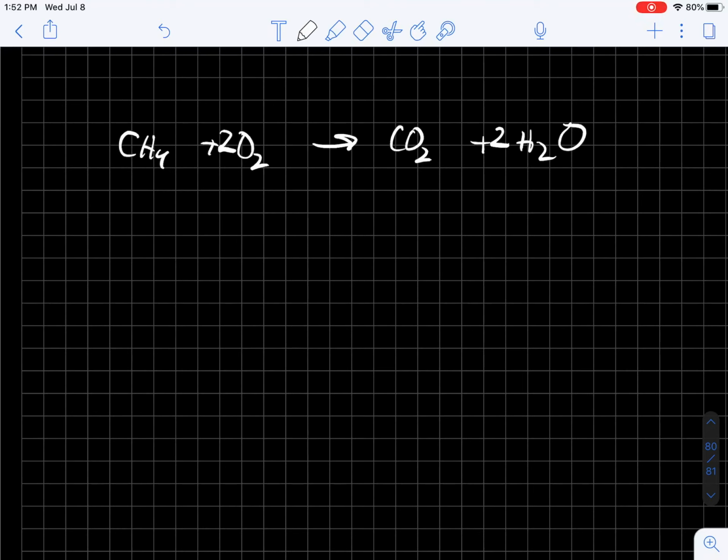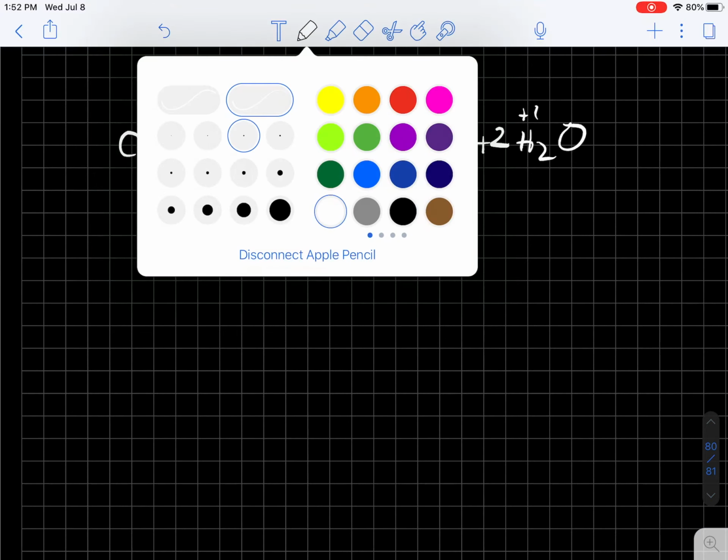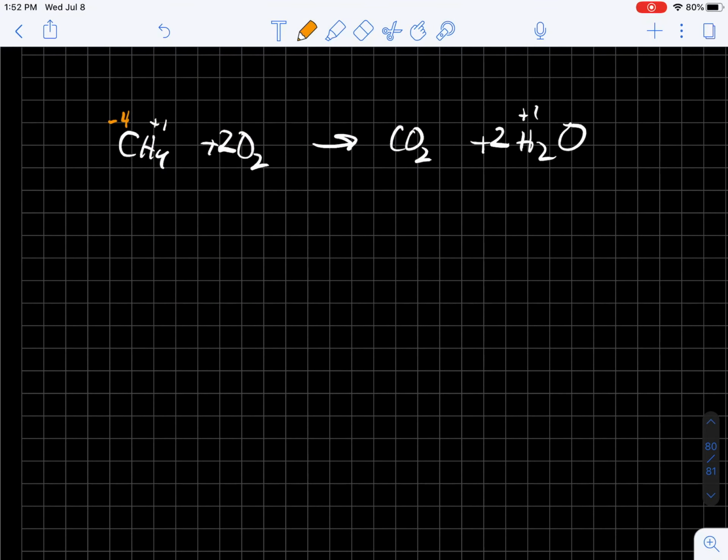Let's balance this. Okay, so now we take a look at what's going on with the oxidation numbers. The hydrogens are +1. They're not changing from reactant to product. But in methane, if hydrogen is +1, there's 4 hydrogens, so that means the oxidation number of carbon has to be -4. Now, if you look at the carbon in carbon dioxide, the oxidation number on oxygen is -2. That's a total of -4. So that means the carbon has to be +4. Carbon goes from -4 to +4. It is increasing in number.